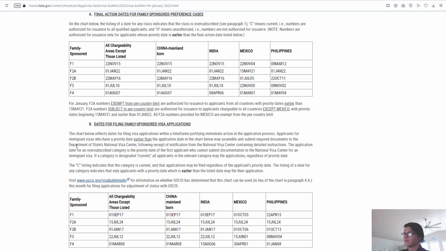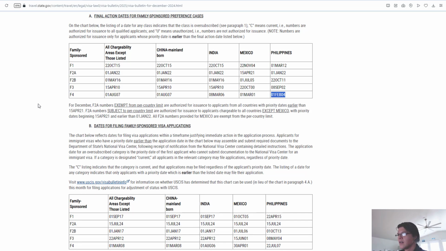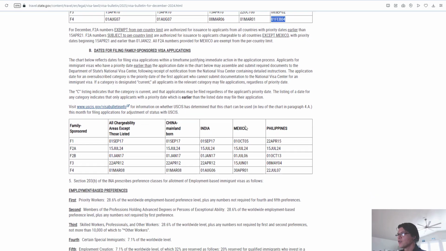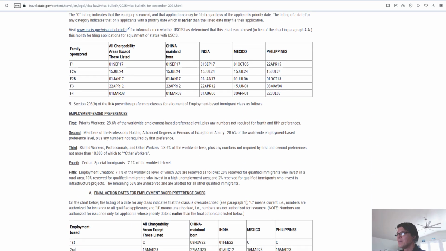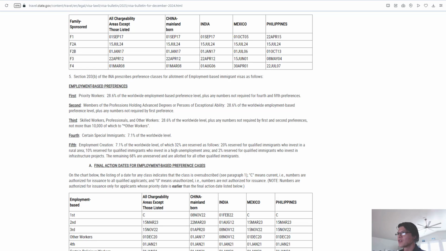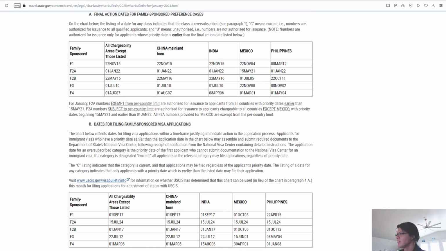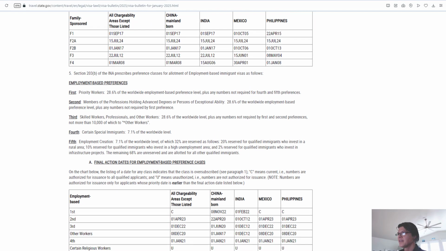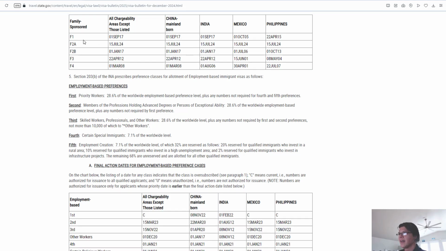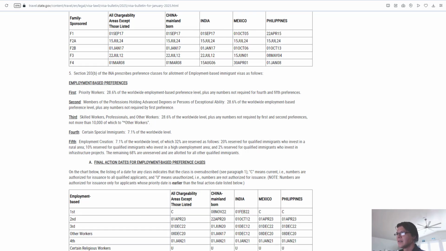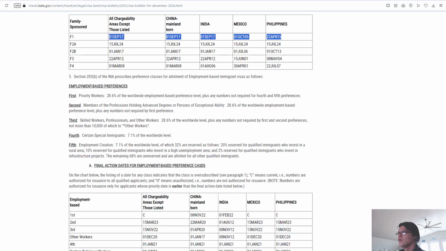next visa bulletin. But for now, let's move on to the graph B, dates for filing. That's for those who are waiting for their NVC portal to open up. So let me scroll down here to the same level so it's easier to see the difference. And we're gonna select F1 category. We got for the rest of the world September 1st, 2017. September 1st, 2017, no movement.